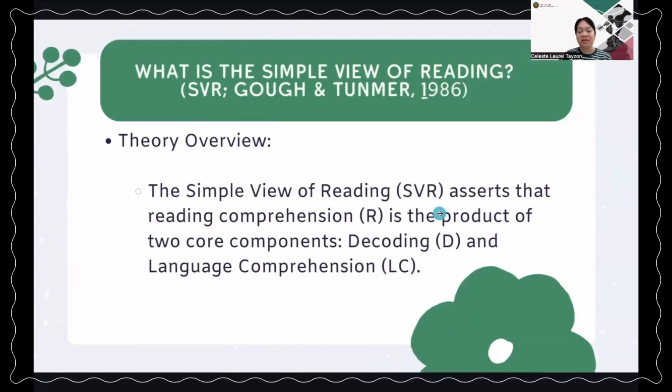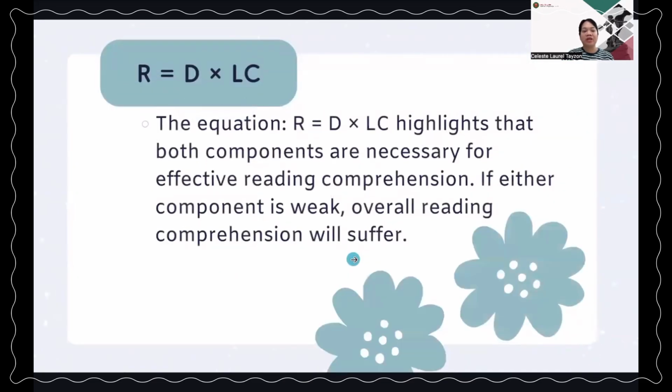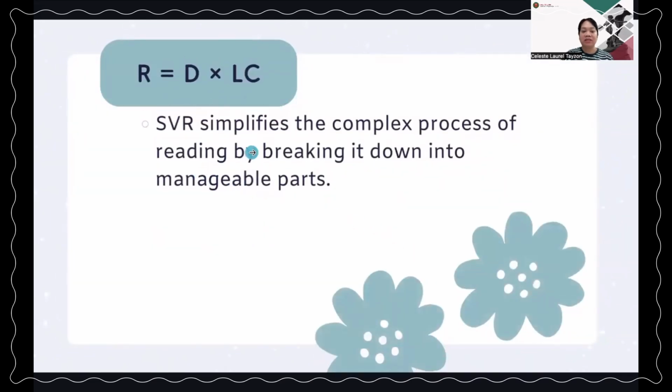The simple view of reading asserts that reading comprehension, R, is the product of two components, decoding, D, and language comprehension. The equation R equals D times LC highlights that both components are necessary for effective reading comprehension. If either component is weak, overall reading comprehension will suffer. SVR simplifies the complex process of reading by breaking it down into manageable parts.